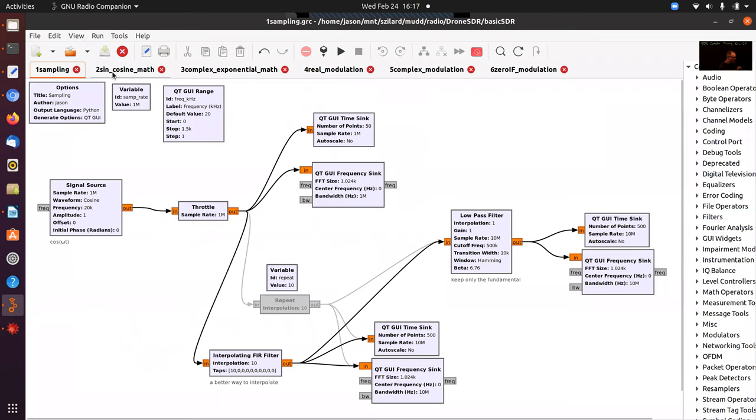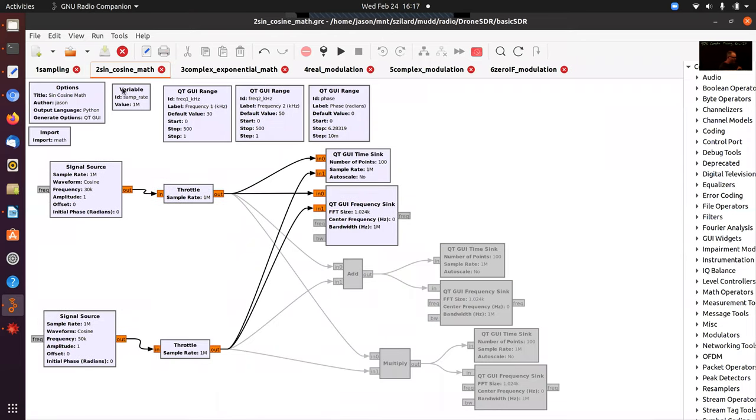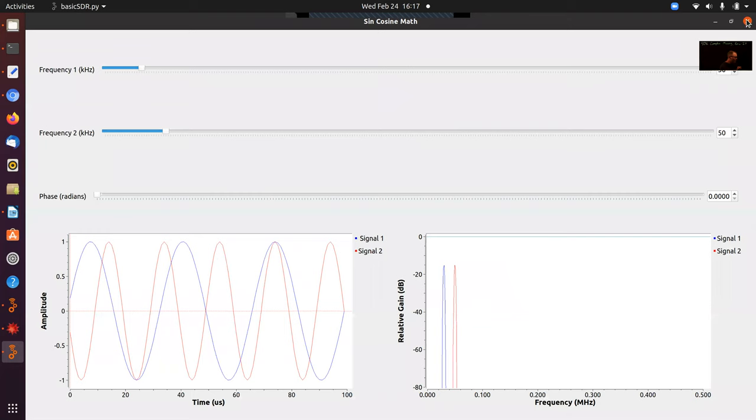All right, so let's talk about sines and cosines for a second. My next couple of graphs are going to come in pairs. So there's a sine, cosine, and a complex version. And the only difference between these two is I turned everything into a complex number. So let's talk about sines and cosines for a little bit. Let me walk through what we're doing here.